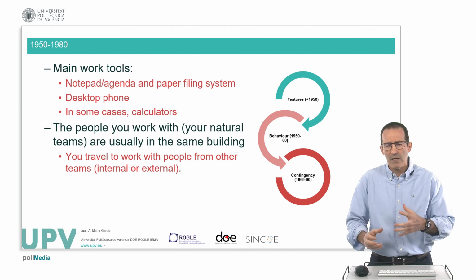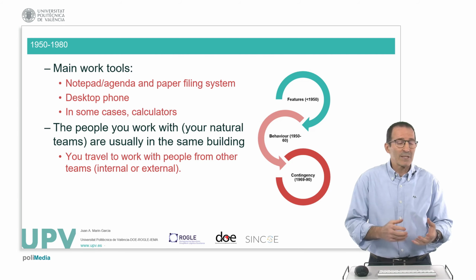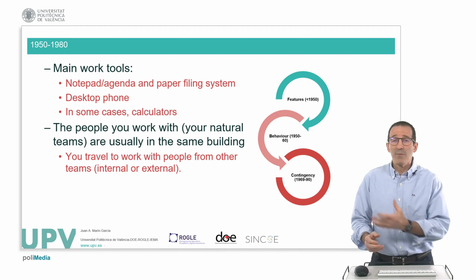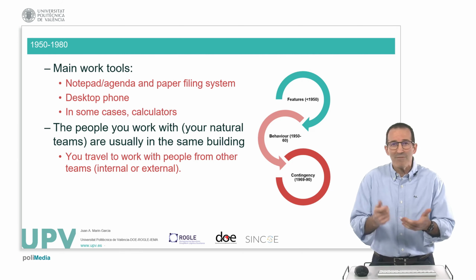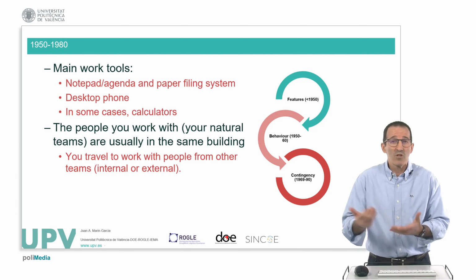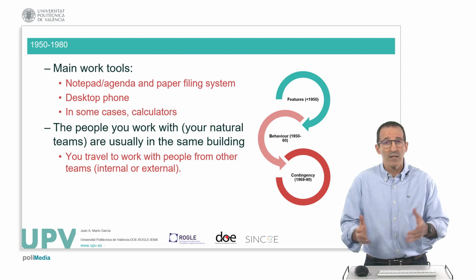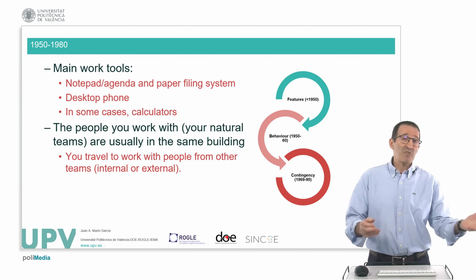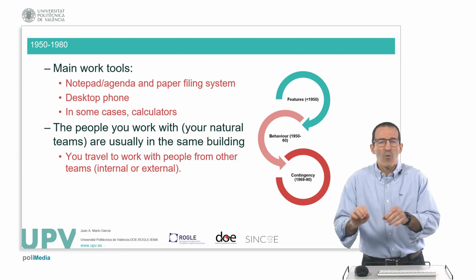So, what we could consider as knowledge workers or people who were in services, basically what they were working with were notepads, paper, pens, an agenda and a series of files or documents that were also kept or classified on paper. You had a desk phone and in some cases you needed calculators or some kind of specific tool to do your work.